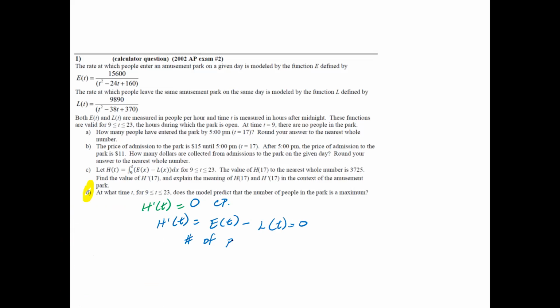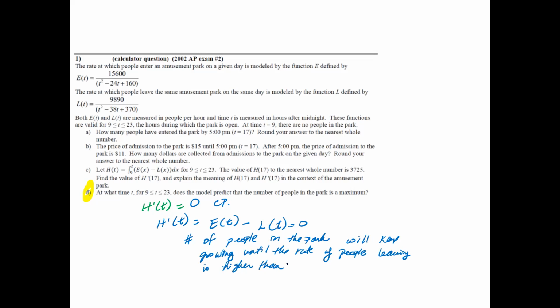So this is a number of people in the park will keep growing until the rate of people leaving is higher than E of t, which is the rate of people entering the park. So E of t is equal to L of t, and that time frame is going to be at 15.79. So that is approximately, if you do 15 minus 12, that's 3 p.m.